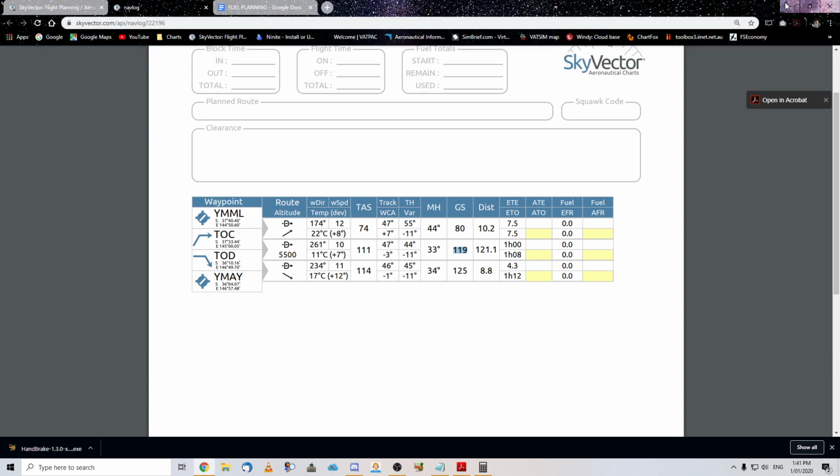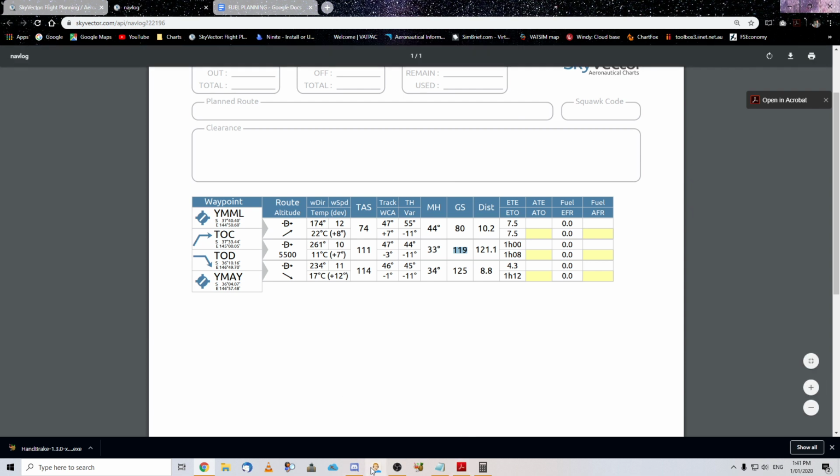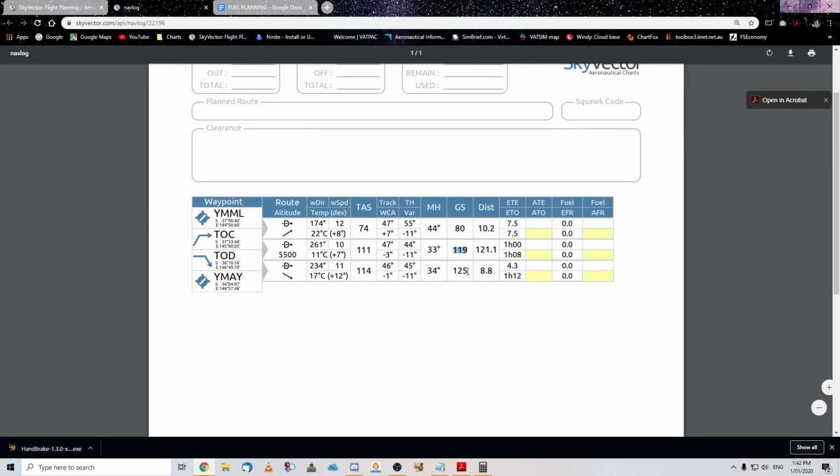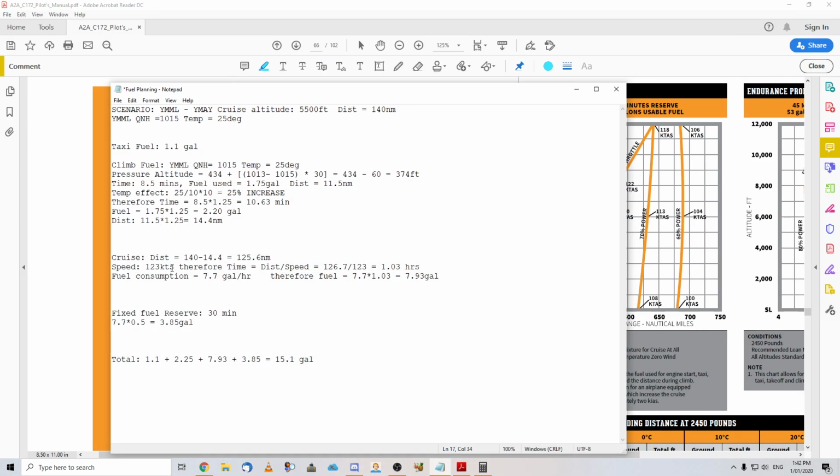Okay, so how does that affect us? Well, in our calculations, coming back here, what was it again? Bad memory. 119. So we've got 119 knots we're doing as ground speed. So that's going to affect the time and the amount of fuel we use.